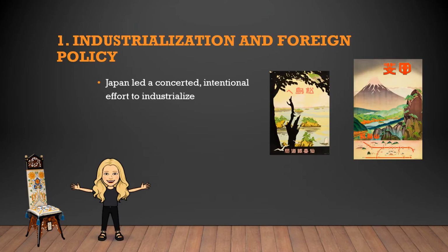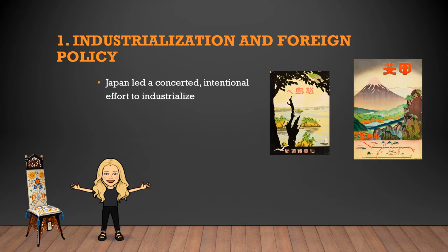With the end of the feudal system and the creation of a modern form of government, there was a concentrated, intentional effort to industrialize. This would mean not only wealth for many, but also security for the nation, especially protection from the empire building Europe and the US.